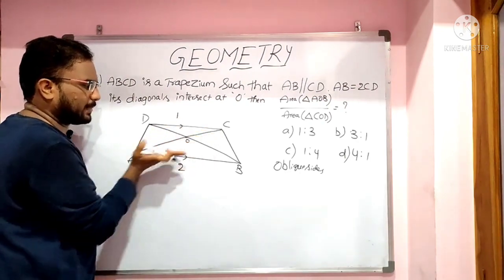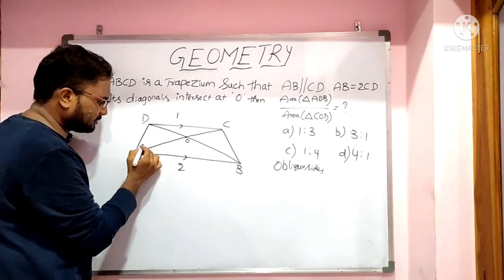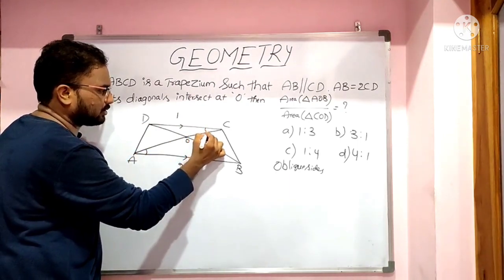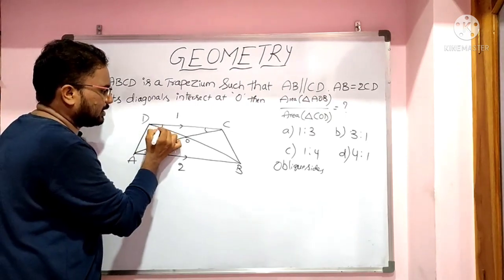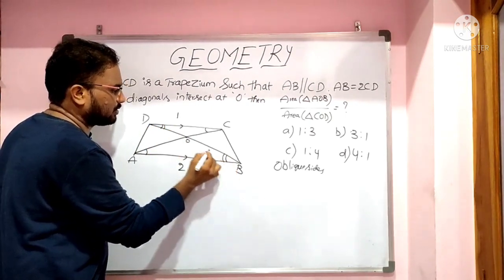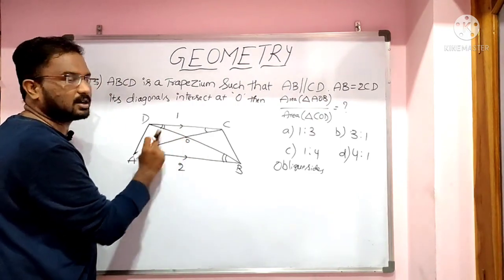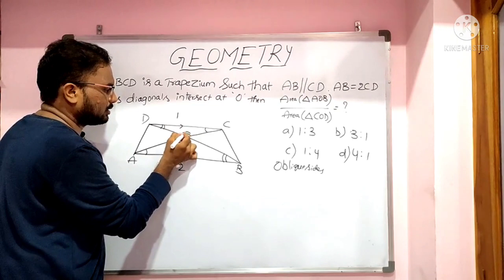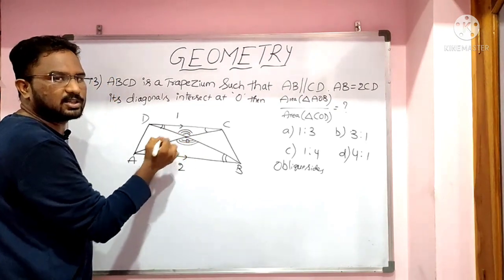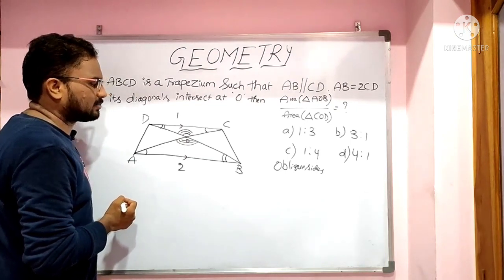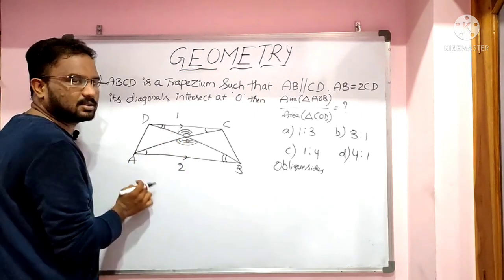AB and CD are parallel lines. So then this AC is the transversal. So this angle and this angle both are equal because these two are alternate interior angles, and this angle and this angle both are equal because these two are alternate interior angles. This is the transversal. And this angle and this angle both are equal because these two are vertically opposite angles. So according to angle property, these two triangles are similar triangles.